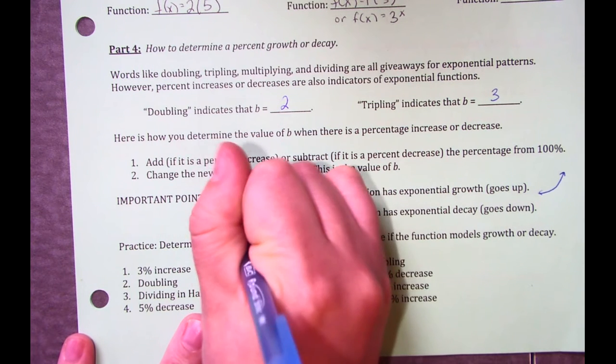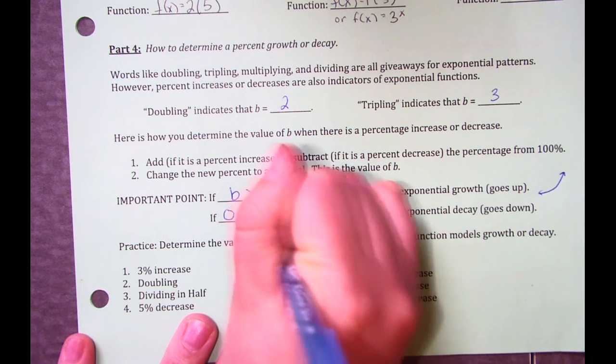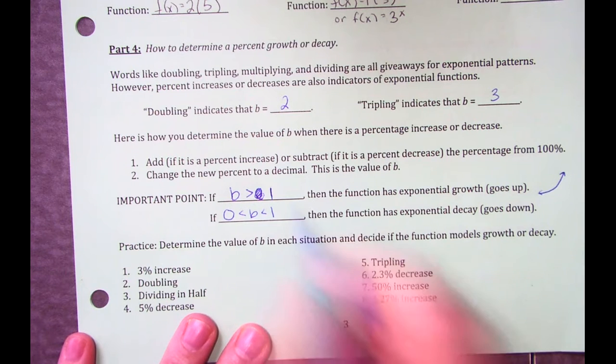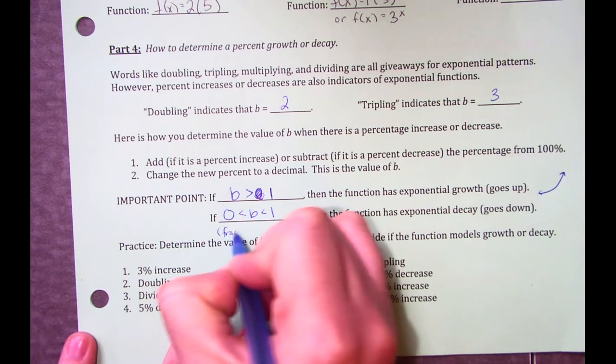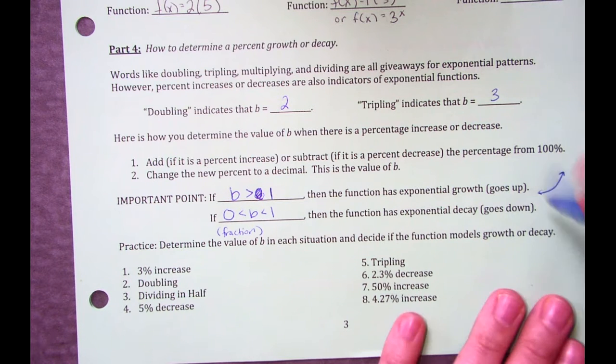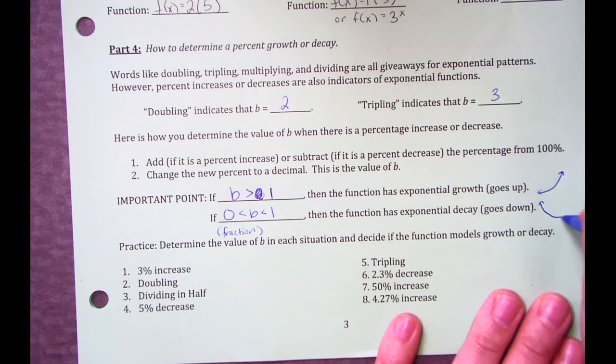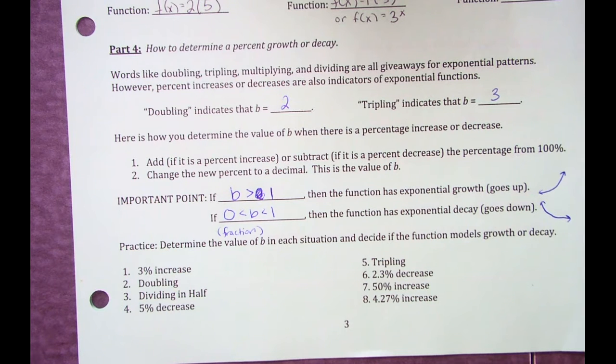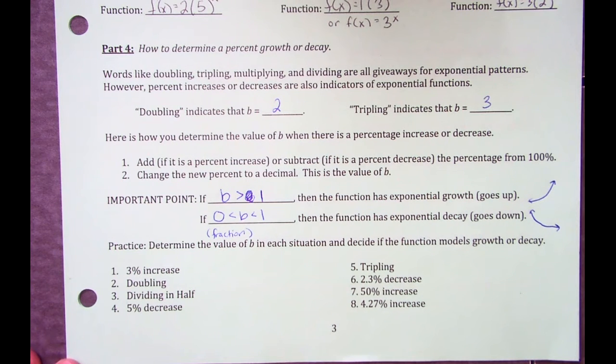If b is in between 0 and 1, like a fraction, then the function has exponential decay. It goes down and down, down, down, down, and looks like that. So let's determine what the value of b is in each of these cases, and then decide if it is either bigger than 1, exponential growth, or if it's in between 0 and 1, which would be exponential decay.